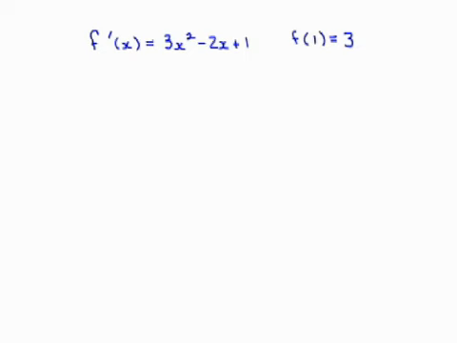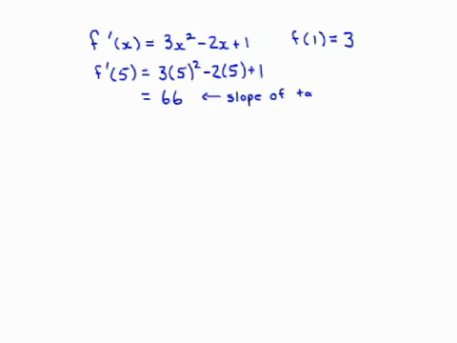Well, we have f prime of x. So if we substitute in our x value of 5 into that derivative, I end up with 66, which would represent the slope of the tangent line at x equals 5. Well, the question is asking me for the equation of the tangent line at x equals 5. The slope is an important part of that, but I also need the y-intercept.